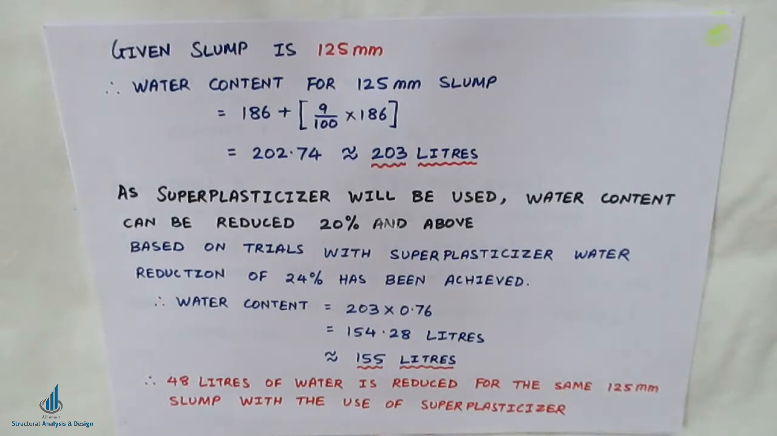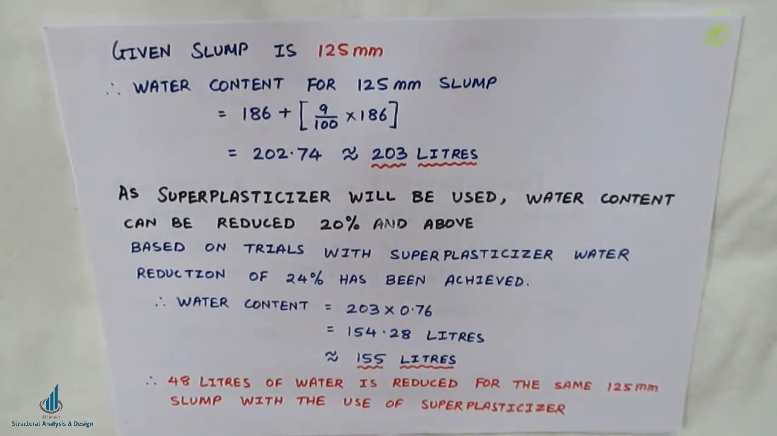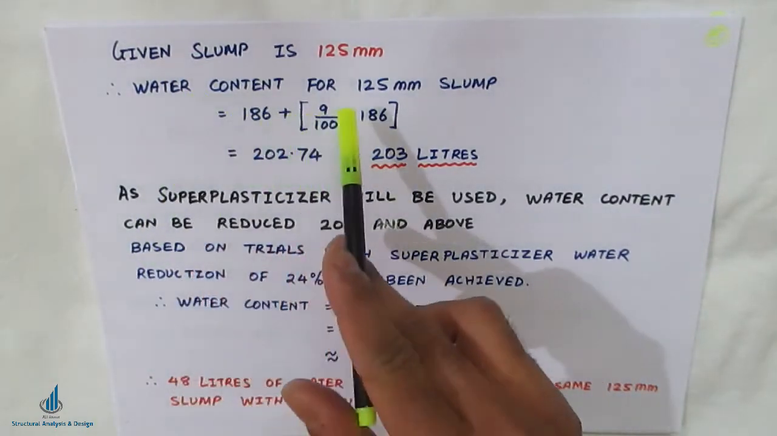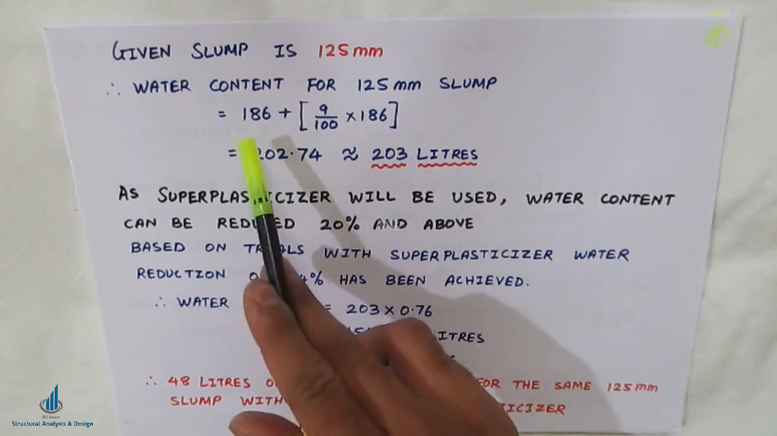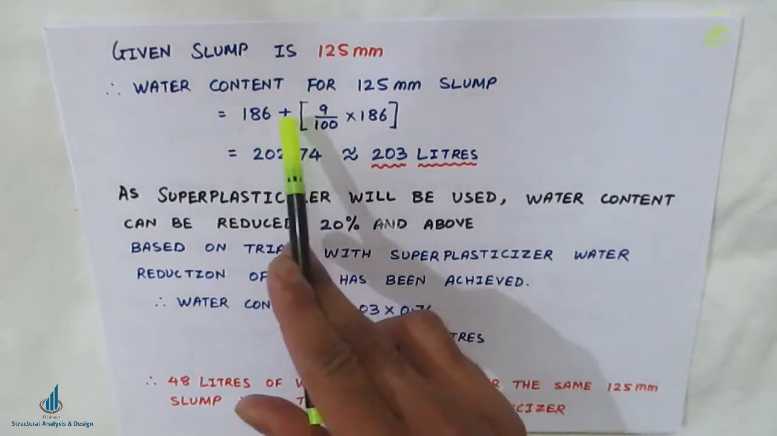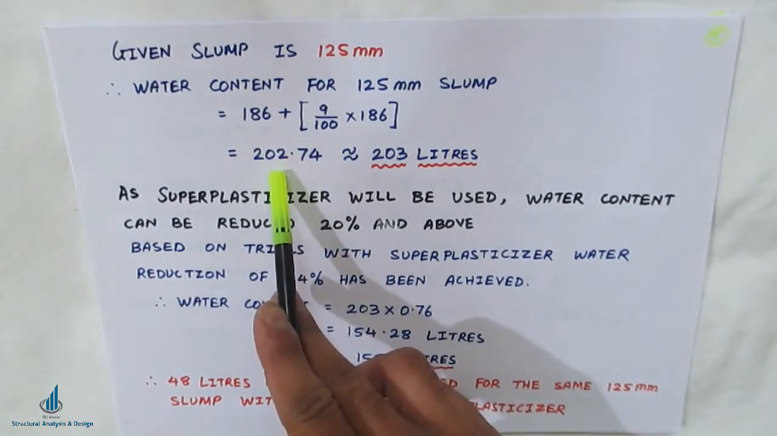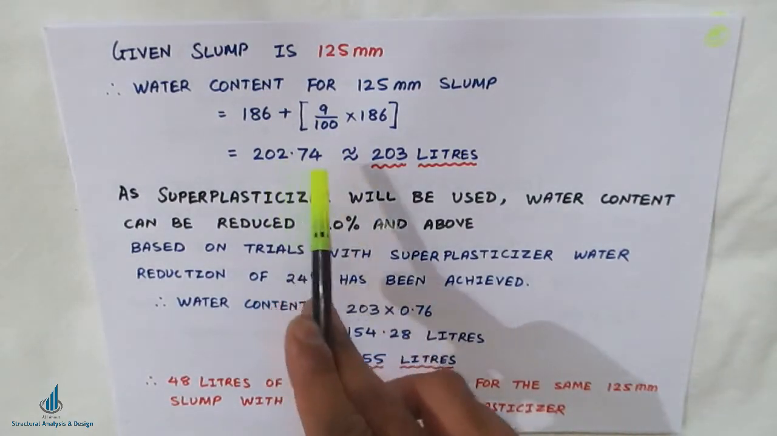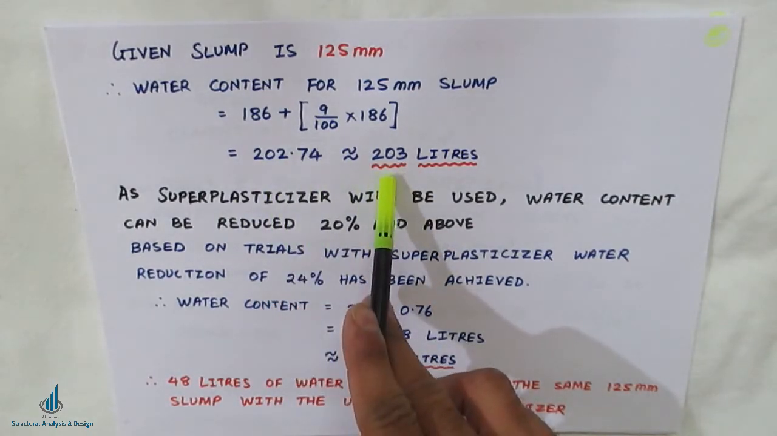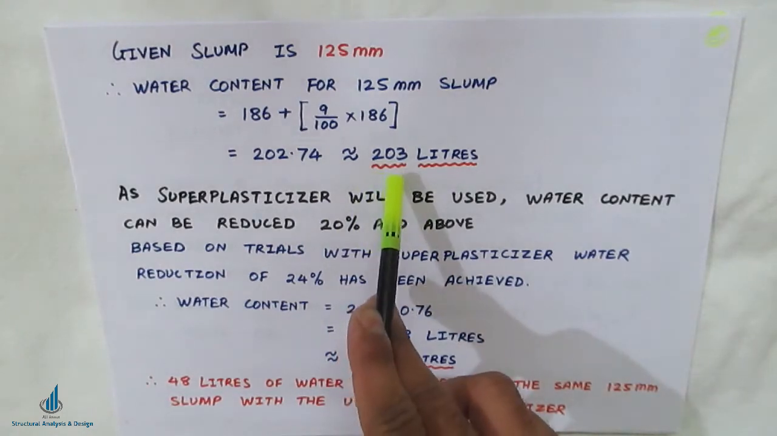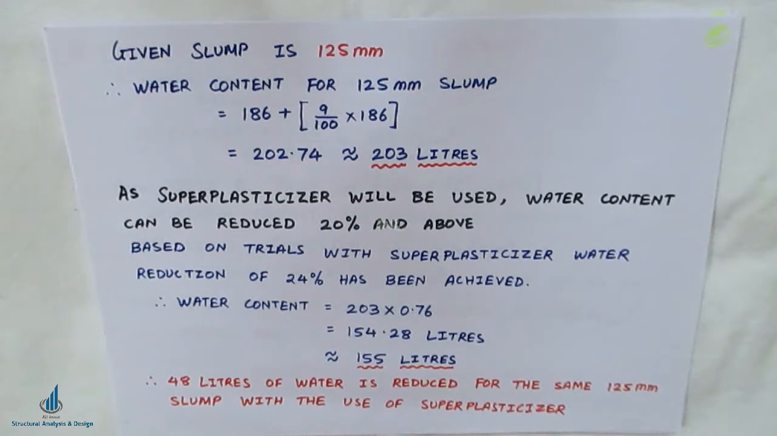So the given slump in our problem is 125 mm. Therefore the water content has to be increased by 9%, and the water content for 125 mm slump equals 186 plus 9% of 186, which gives 202.74 liters, approximately 203 liters or 203 kg per meter cube.